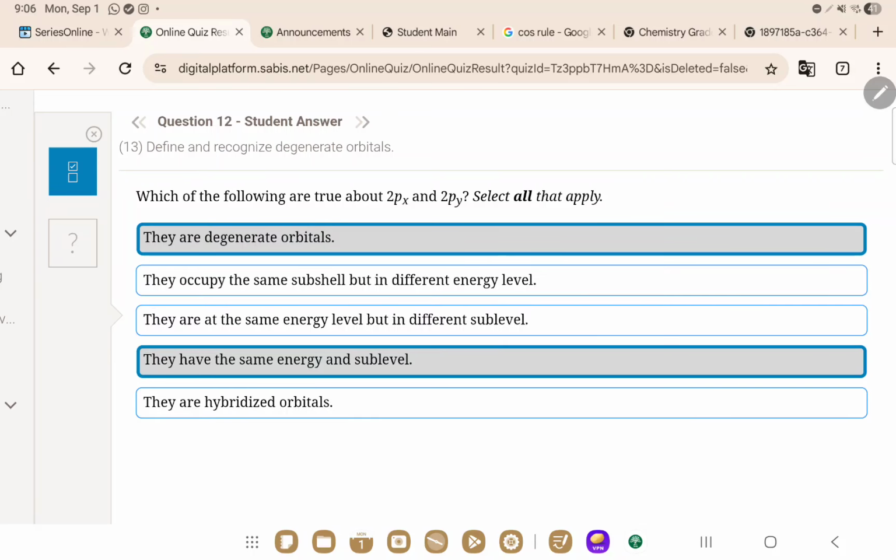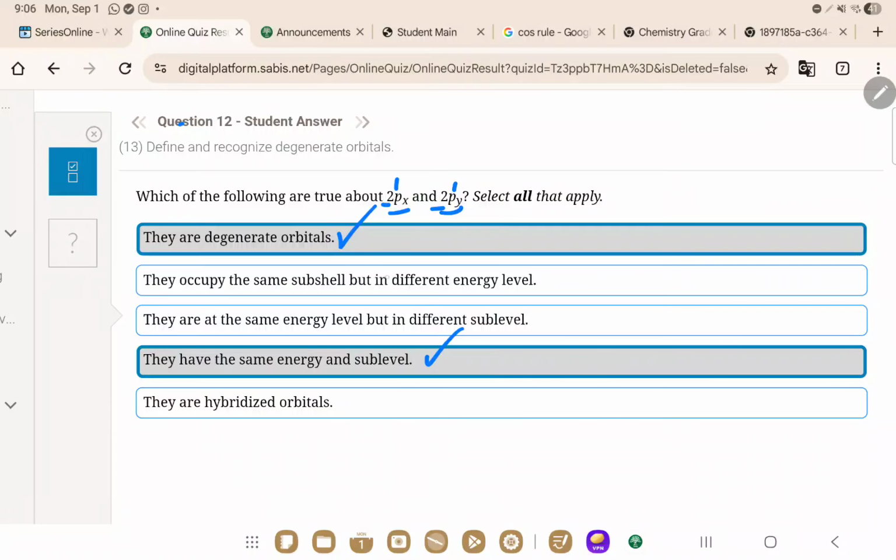Now, what's true about 2px and 2py? They are degenerate orbitals because they are on the same energy and sublevel. How do we know they're on the same sublevel? Because they're both p and they have the same number. So they have the same energy and same sublevel.